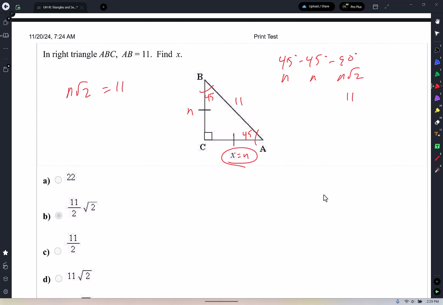Does that make sense, guys? So I just divide by square root of 2. N equals 11 over square root of 2. Rationalize the denominator. So multiply this by square root of 2 over square root of 2. So 11 root 2 over 2.